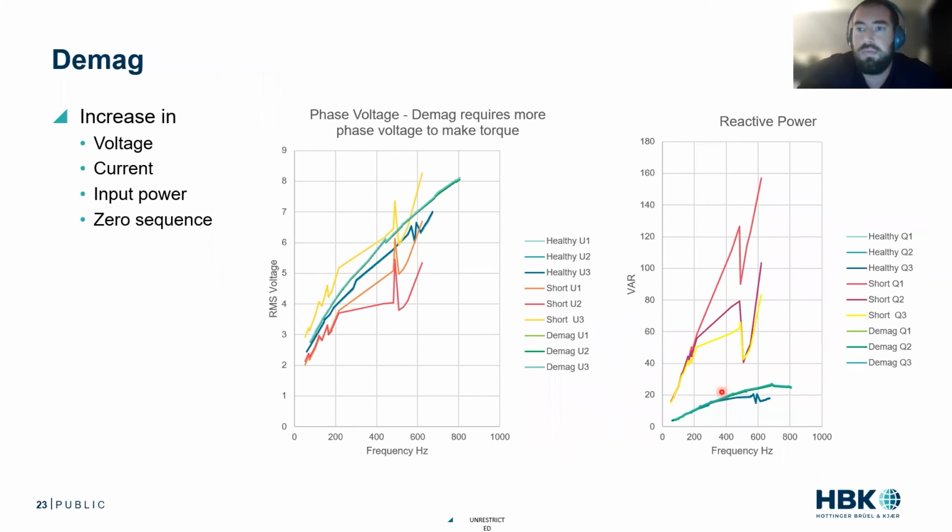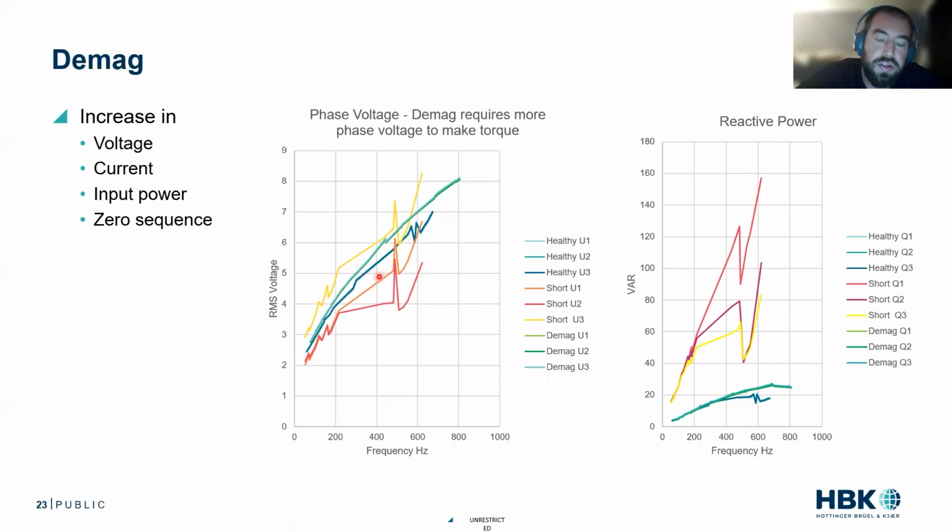Demagnetization: I think I'm running a little longer than I expected, but I'm finishing up shortly. For demagnetization, again, I should have taken the short circuit out. We look at the phase voltage. The demagnetization actually requires more phase voltage to make the same torque. My healthy motor is this dark blue trace, and then we do have a notable increase in phase voltage to make the same torque. Because that rotor is weaker, we see this notable increase in phase voltage.